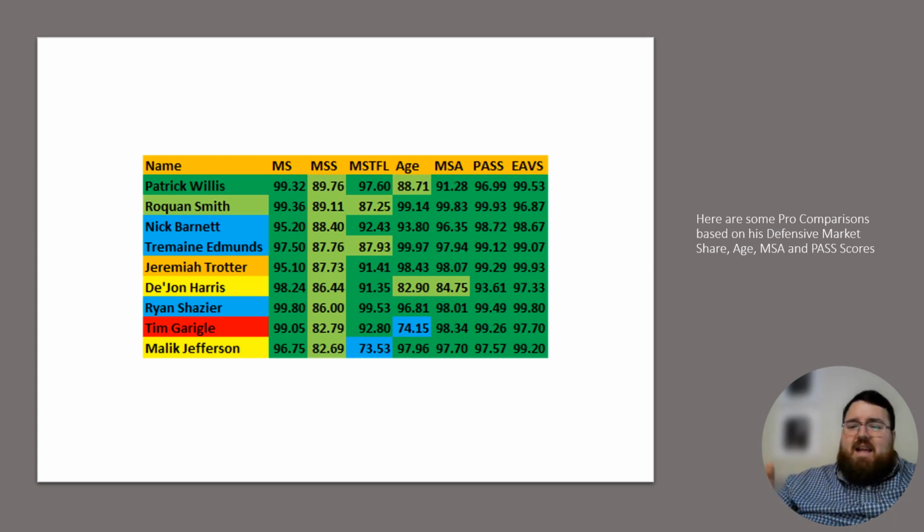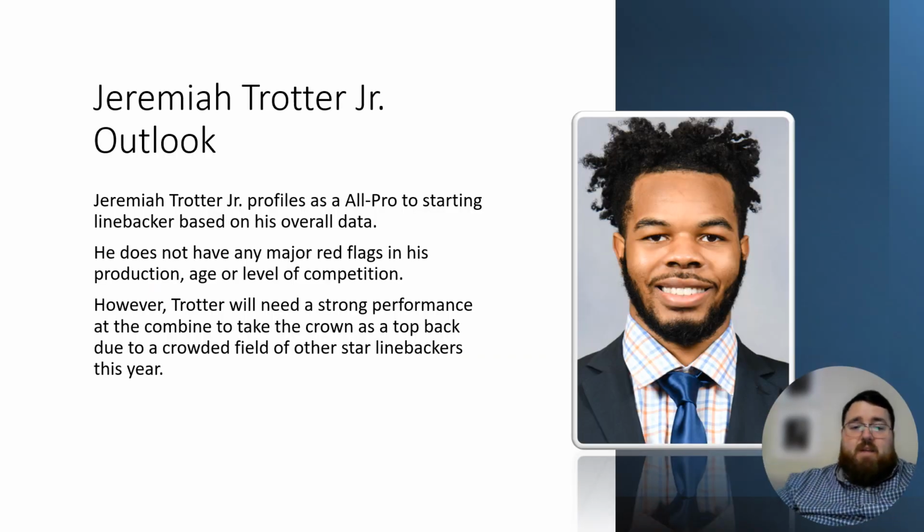Trotter Jr. had a 99.93 EAV, or expected approximate value score, one of the highest in this particular draft class, or any draft class in the last, oh gosh, so long. 1989, in terms of that particular draft class for linebackers. I'm going to keep pushing it back, by the way. I just have to get the data for it. But that is Jeremiah Trotter Jr.